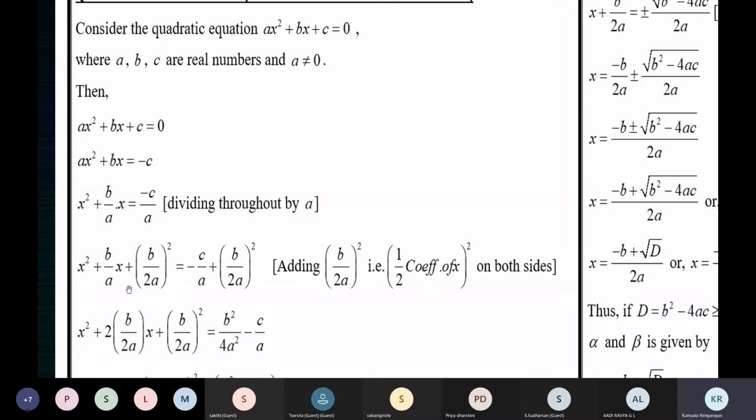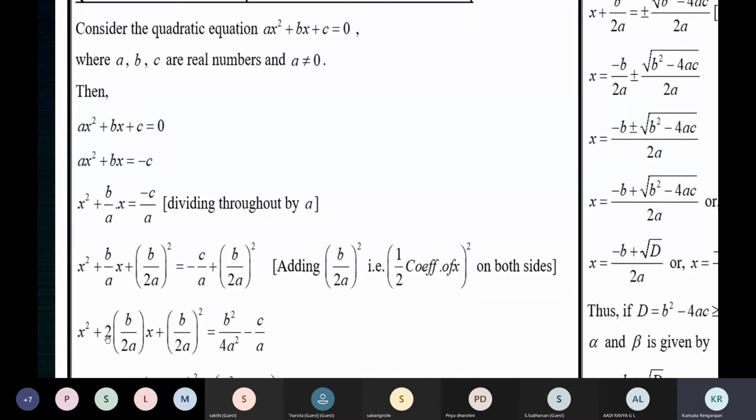2 into p which is x and q which is b by 2a. From here I wrote, see, b by 2a. This is q the whole square. So q is b by 2a. 2pq. Now 2 cancels. I'm just telling you. So 2 and 2 gets cancelled. So b by ax.